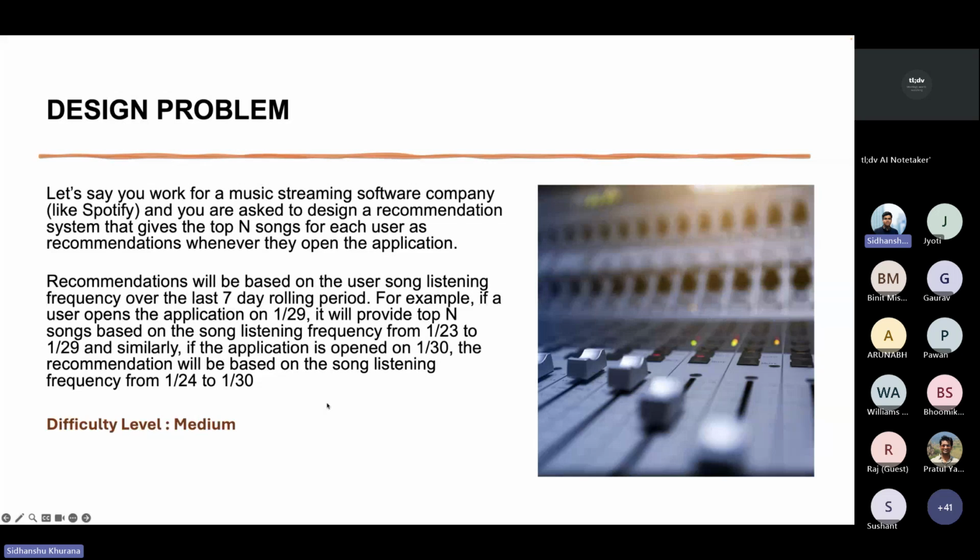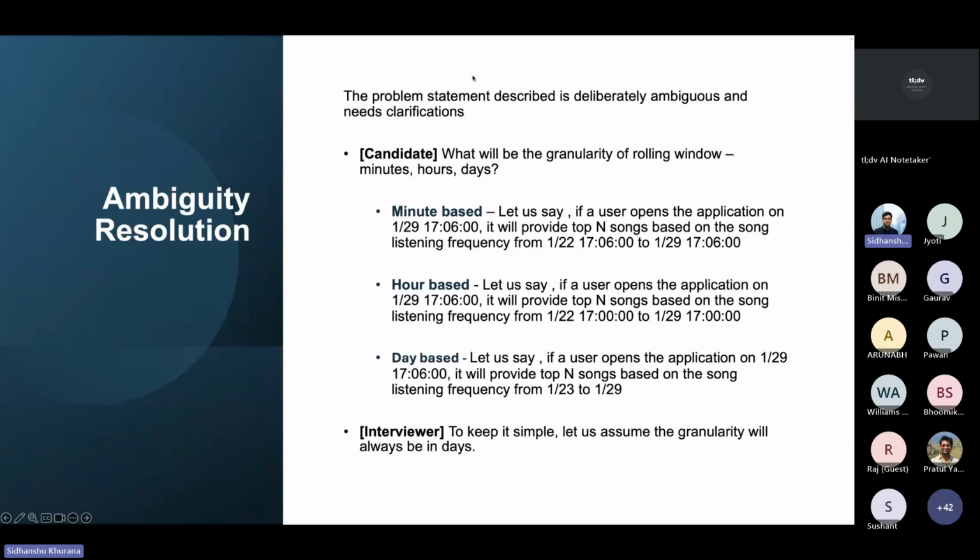Okay, and the difficulty level of this problem as per our analysis is medium. First we'll talk about ambiguity resolution. The first step as part of attempting the question is to resolve the ambiguity with good clarifying questions, because the problem statement described is deliberately ambiguous. It doesn't provide all the requirements as such, right?